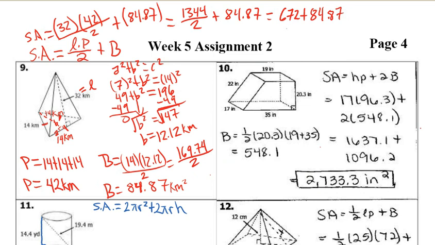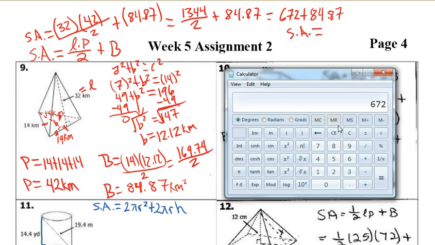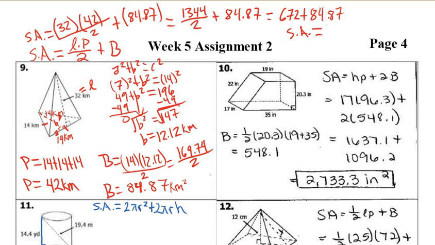And then here, my final answer. So the surface area, final answer, is going to be 672 plus 84.87, which equals 756.87. Let's just round that to 756.9. So we have 756.9, and it's kilometers squared since it's area. That is a doozy there.